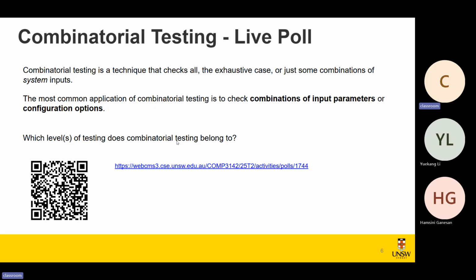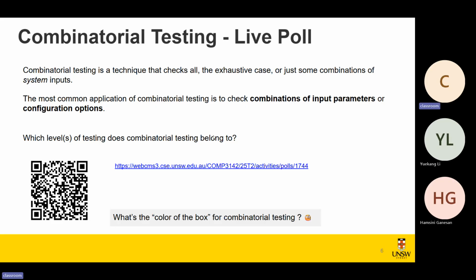For unit level, we can combine different input combinations of input parameters. For integration level, we can also have different combinations of input parameters, right? And maybe we can have some system configurations in integration level. And for system level, we have both input parameters and system configurations.